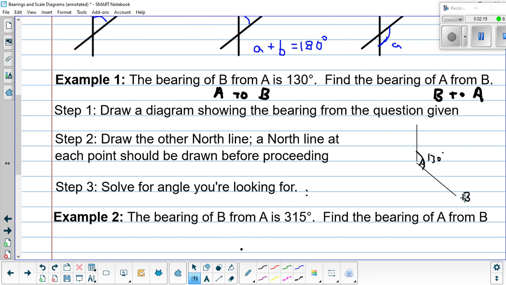So now we want to find the bearing of A from B. So what do we have to do? Look at step 2, draw the other north line. So that means here, and sorry, I should have labeled that north line. Always label your north line. Now we want to draw another north line, this time at our other endpoint, and label this one north.